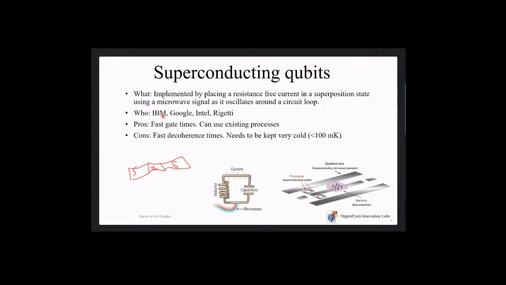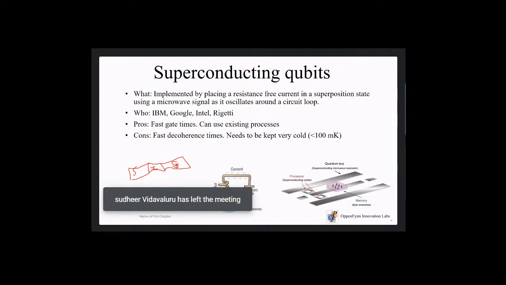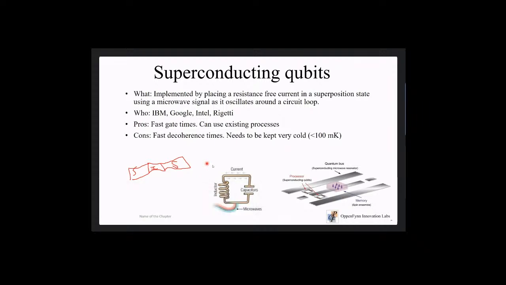The biggest names, in fact, IBM, Google, Intel, Rigetti, they're all trying to develop quantum computers using this technology, or this way of implementing qubits. So what are the advantages of superconducting qubits? The gate times are very fast. That is, the quantum gates that you implement using this technology are quite fast.